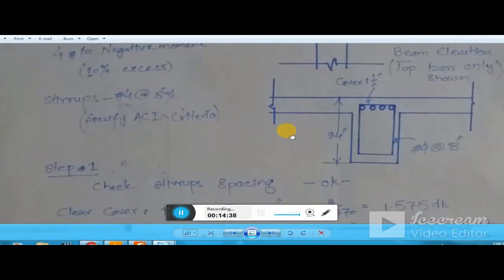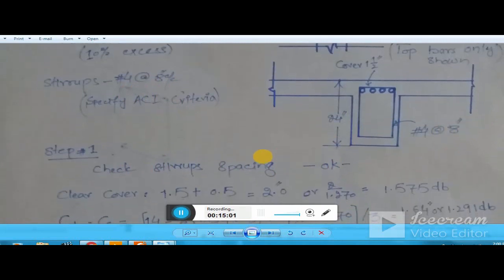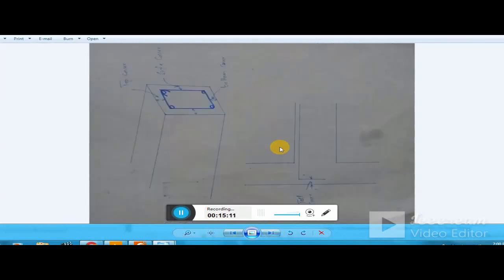Now, you see, the first step is that you need to check the stirrups spacing, which is already mentioned. Checking means you have to check those limits, those four to six limits of the ACI. Whether this spacing is within those limits or not. Clear? So that criteria is satisfied, then you have to calculate your clear cover.